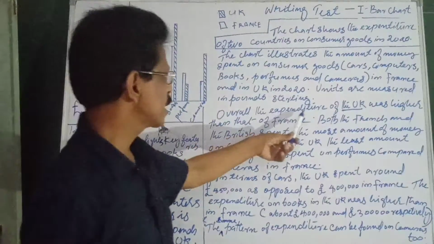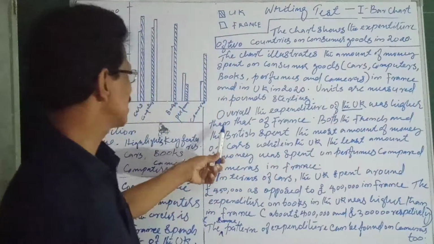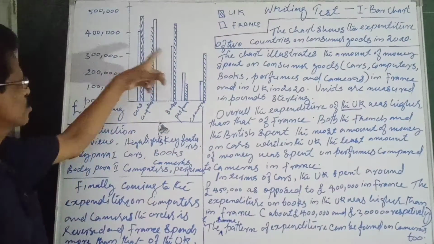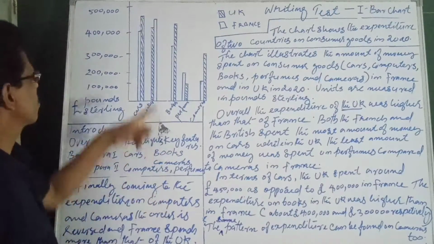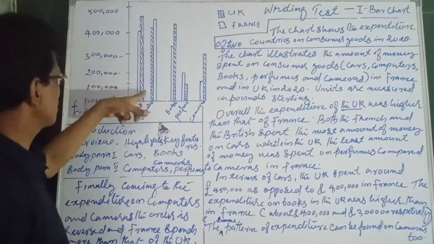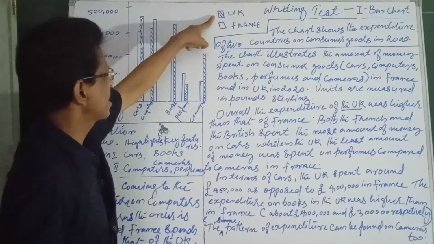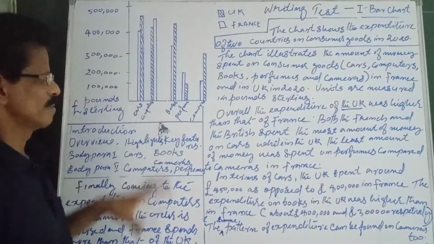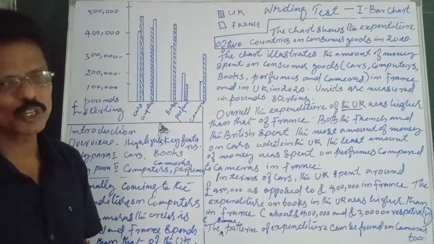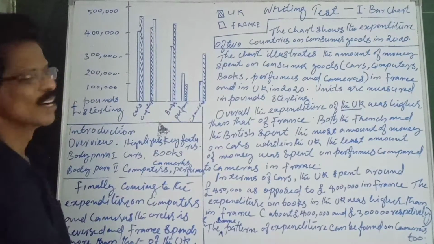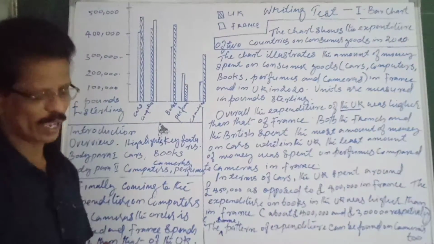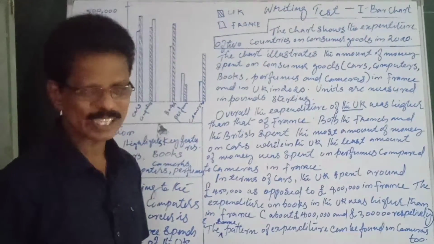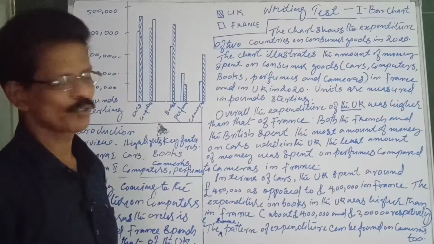You see, overall the expenditure of the UK was higher than that of France. See, check and study. Who spends more? We can find who is spending more. Higher. See, the striped bar stands for UK and the unstriped stands for France, as you can see here. Overall expenditure. See, who spends more on consumer goods? No doubt it is the UK. So the English people spend more money on consumer goods than the French people.